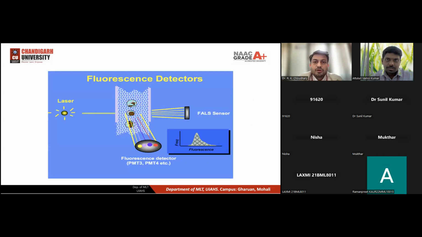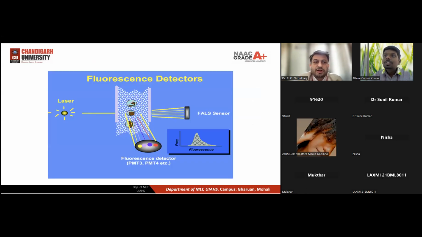So how do they detect? Once the laser light passes, the cells pass through the flow cell. The fluorescence has different colors. Suppose all these granules are different in nature. Based on their color, they detect and then make the plot, the graph, and based on the graph you can identify.